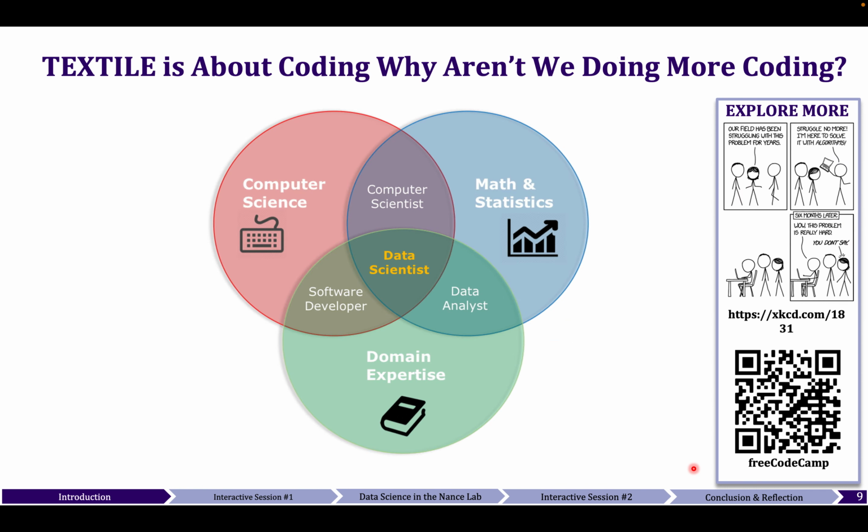is pretty cool. So this is a common misconception that we get from the textile program. Textile is about coding. Why aren't we doing more coding? And so the way that we approach data science in this program is that data science is a combination of computer science, math and statistics, and domain expertise. So if all you want to do in your life is code, I highly recommend that you become a computer scientist and you study computers. But if you want to be a data scientist, then you need to learn all three of these aspects, which doesn't necessarily occur just by coding.